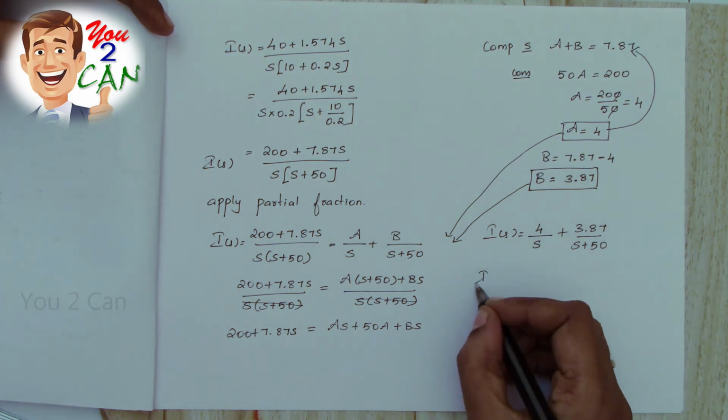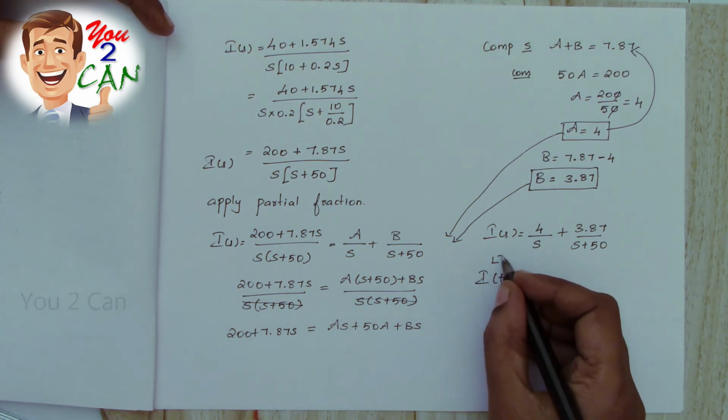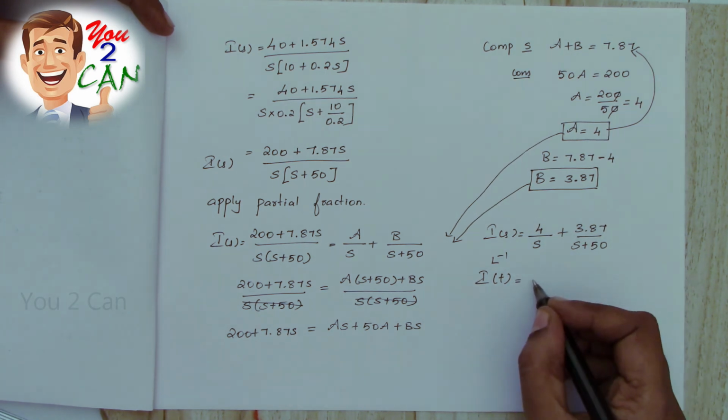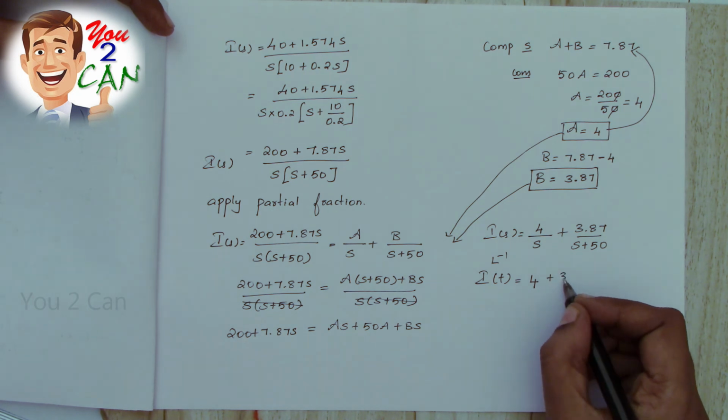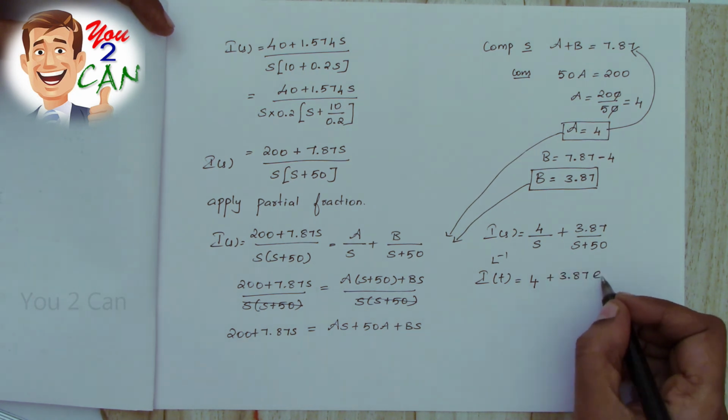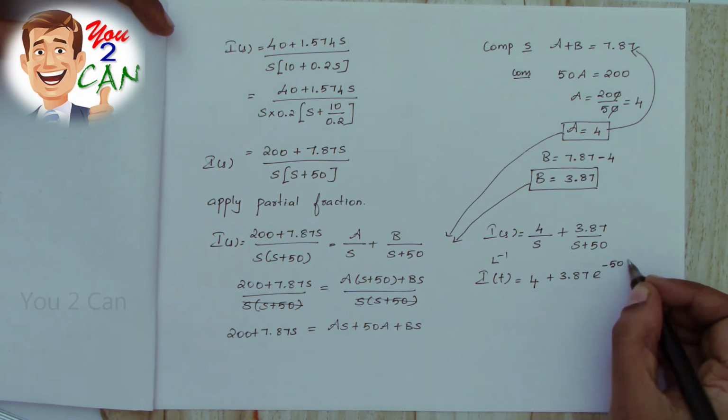Take the Laplace inverse and find I of t. The inverse of 4 by s is 4, and the inverse of 3.87 by s plus 50 is 3.87 e power minus 50t.